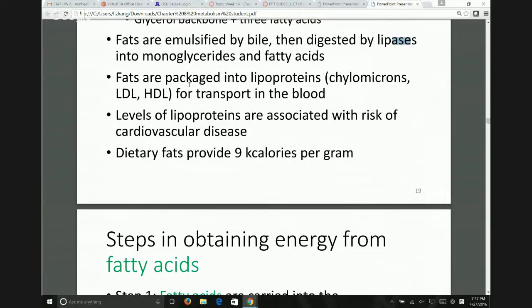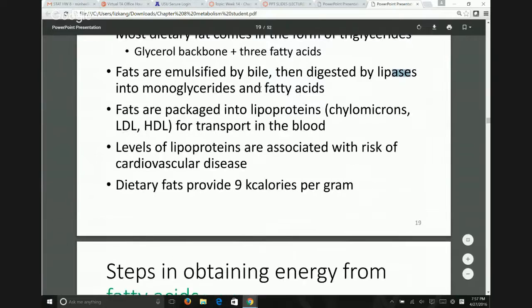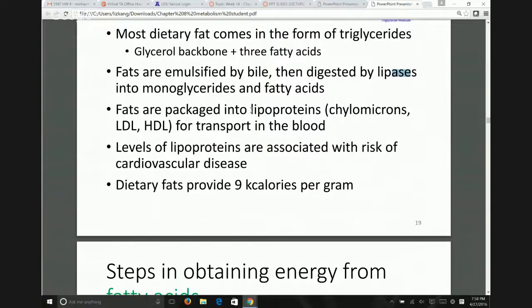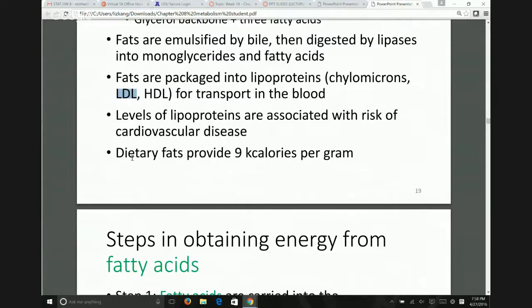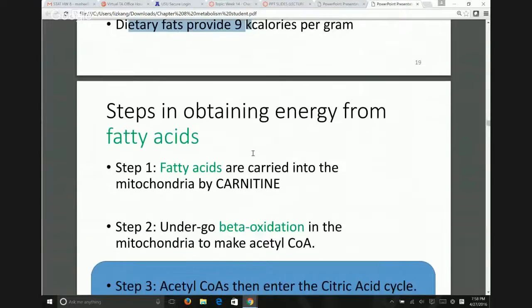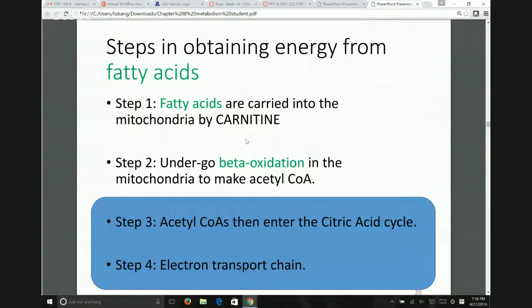And then the emulsified fat gets packaged into little balls. That's called lipoproteins, and lipoproteins have 3 different types: chylomicrons, LDL, and HDL. HDL is the healthy one. LDL is low density lipoprotein, so it's not as healthy if we have way too much of them. And fat has 9 calories per gram. We know that.